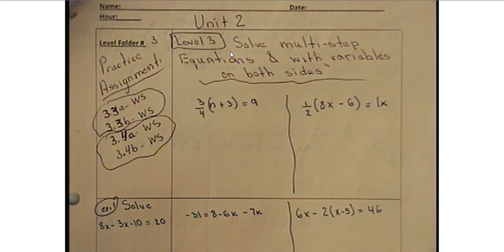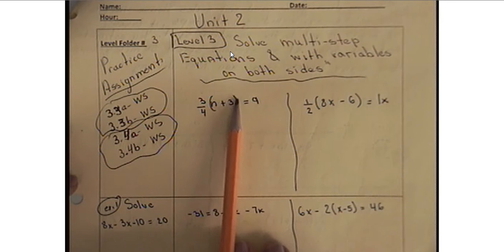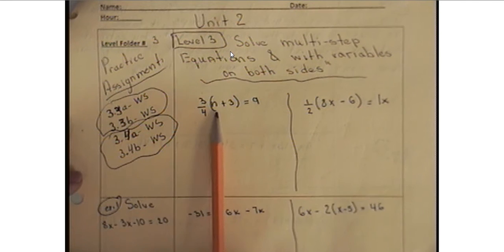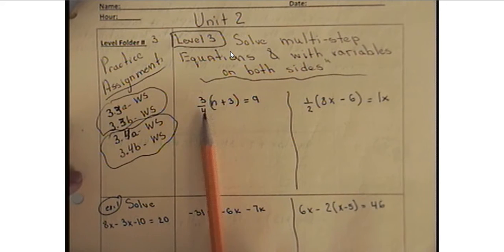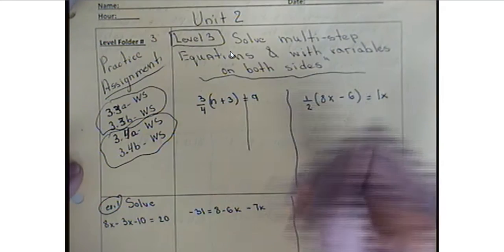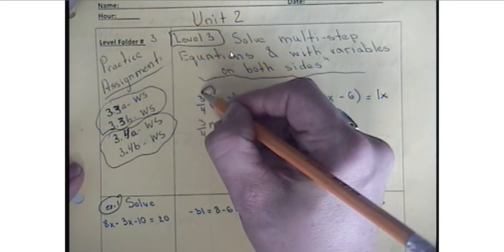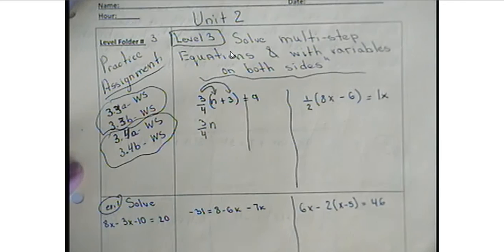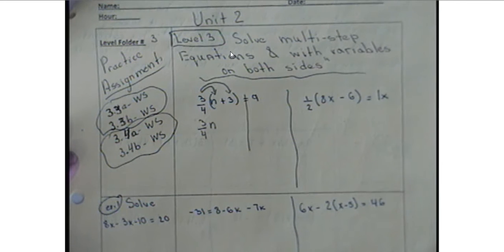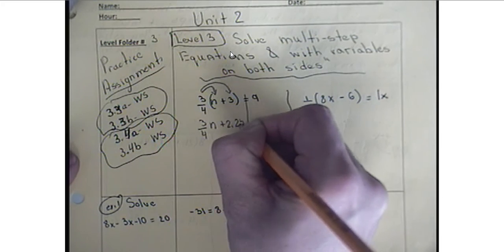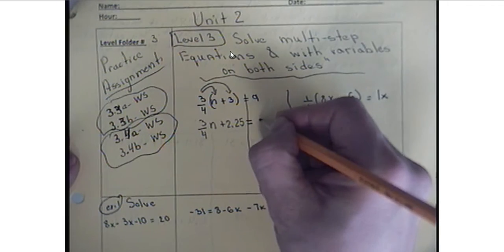So, first example, 3/4 times (n plus 3) is equal to 9. Now with the previous examples we had to move 3 and solve the equation, but now we have parentheses. And every time we have parentheses we have to think about distributive property. So we will apply distributive property here first. We're going to multiply 3/4 times n, so it will be 3/4 n, and then 3/4 times 3. 3/4 times 3 will give us, I'm going to just use the calculator, plus 2.25. This is equal to 9.